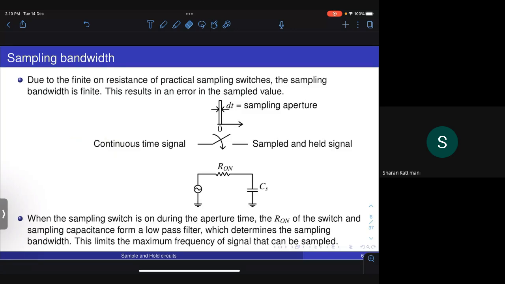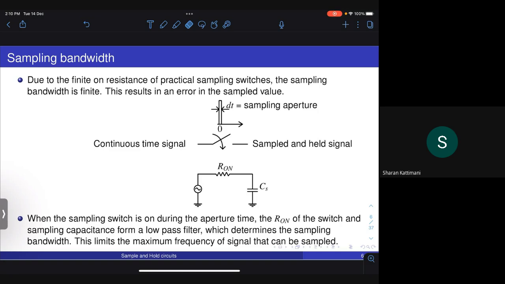Okay, so due to finite on resistance, the sampling bandwidth of practical sampling switches is finite. Okay, so this is what I have just talked about. Whenever the switch closes, you have some on resistance Ron, and this looks now like a low pass filter when the switch is on.